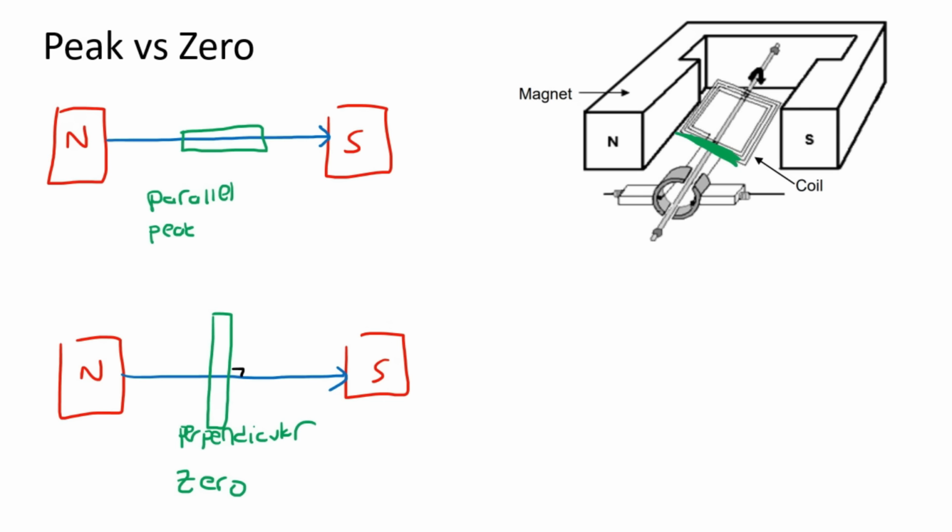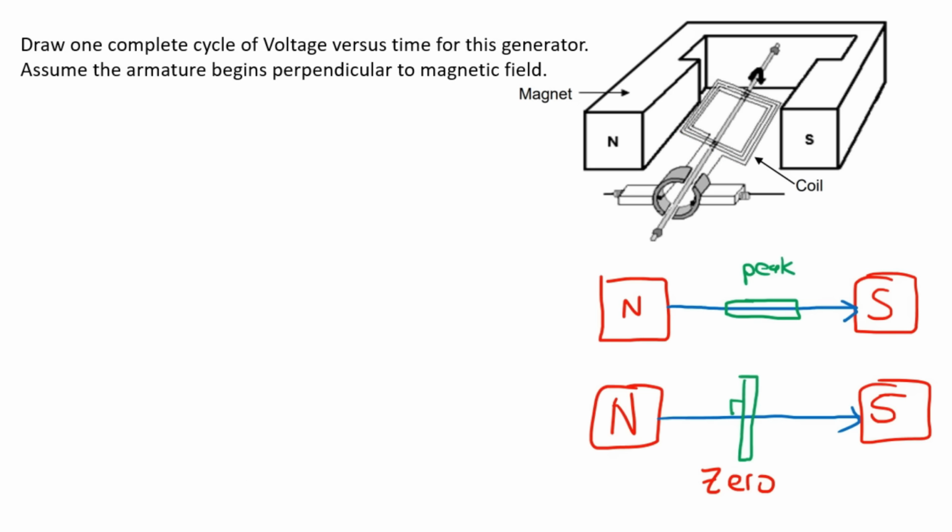Now let's put this into practice, so you can see what this crazy guy trying to explain this to you is trying to say. Draw one complete cycle of voltage. Now remember, they could ask you to do voltage, change in magnetic flux, EMF, or current. Luckily, the shape of all of those will be the same. So it says draw one complete cycle of voltage versus time for this generator. Assume that the armature begins perpendicular. So we're going to be starting like that.